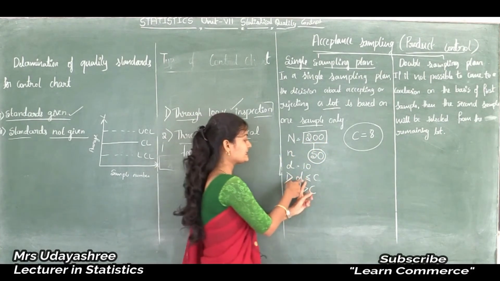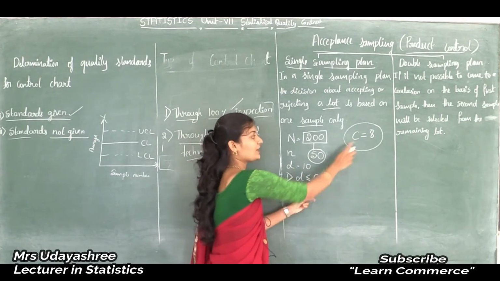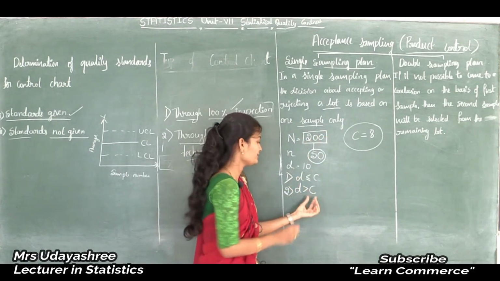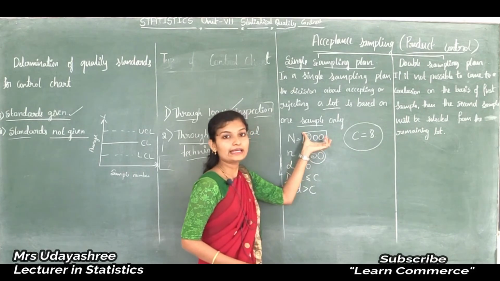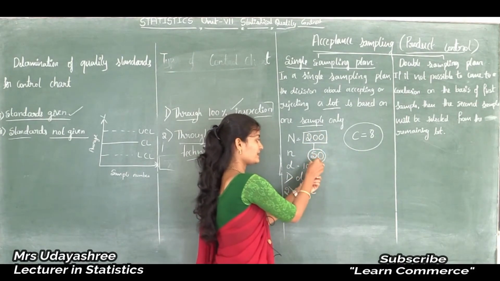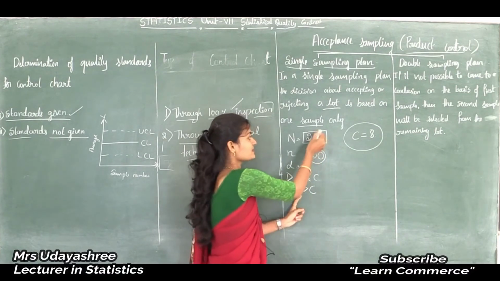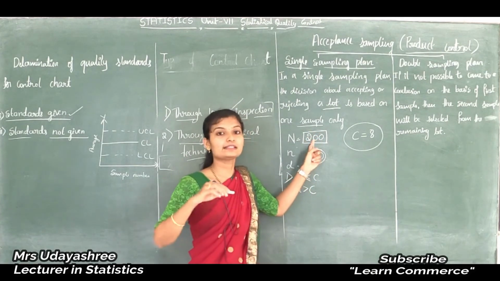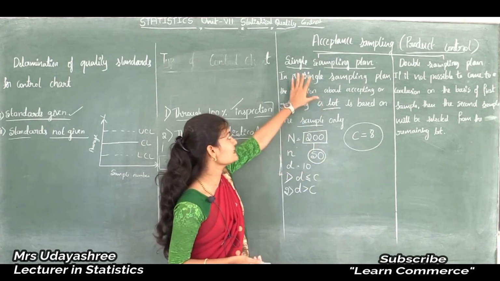If defectives are less than or equal to the acceptance number, then the entire lot will be accepted. If D is more than C, then the entire lot will be rejected. In this case, the sample defectives are replaced by good ones, and in this case, the lot defectives are also replaced by good ones. These are the procedure of a single sampling plan.